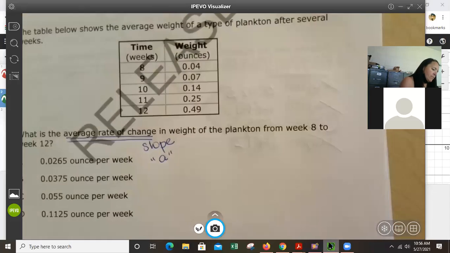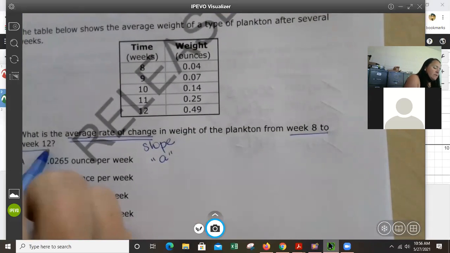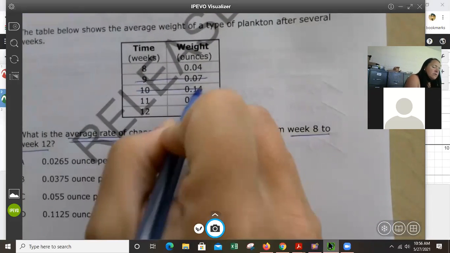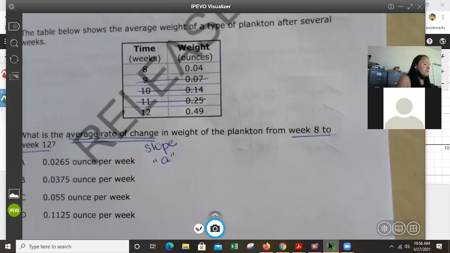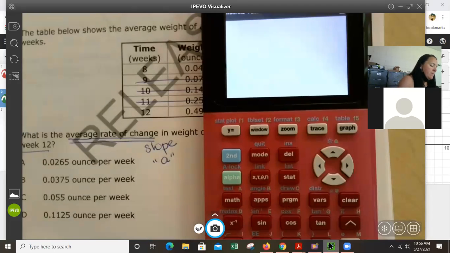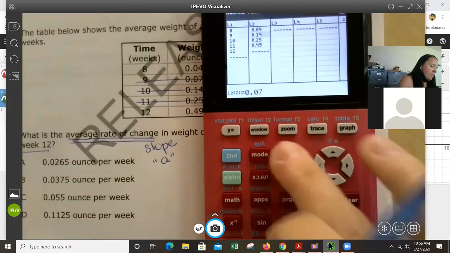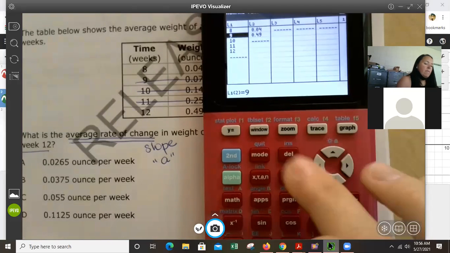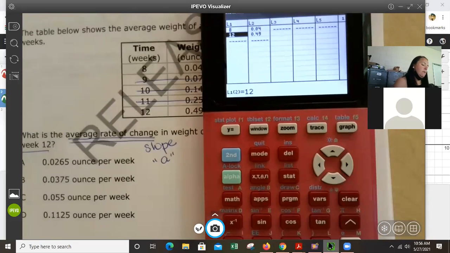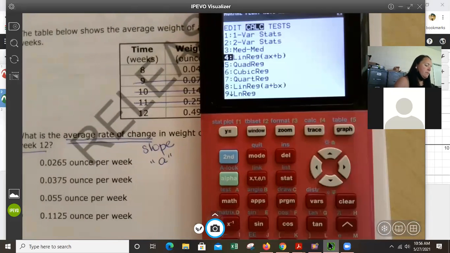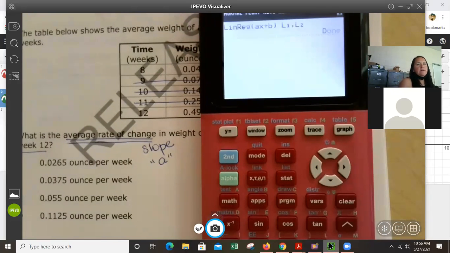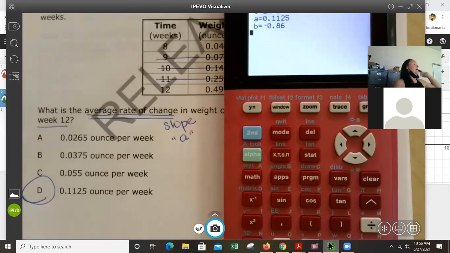Hold on. I lied to you because I didn't read the problem. Anytime it tells you from week 8 to week 12, don't put anything else in. So just delete those values out. I'm sorry, y'all. Stat, calc, linear regression, then put those in. And it changes it to 0.1125, which is D. I apologize. I need to read the question fully.